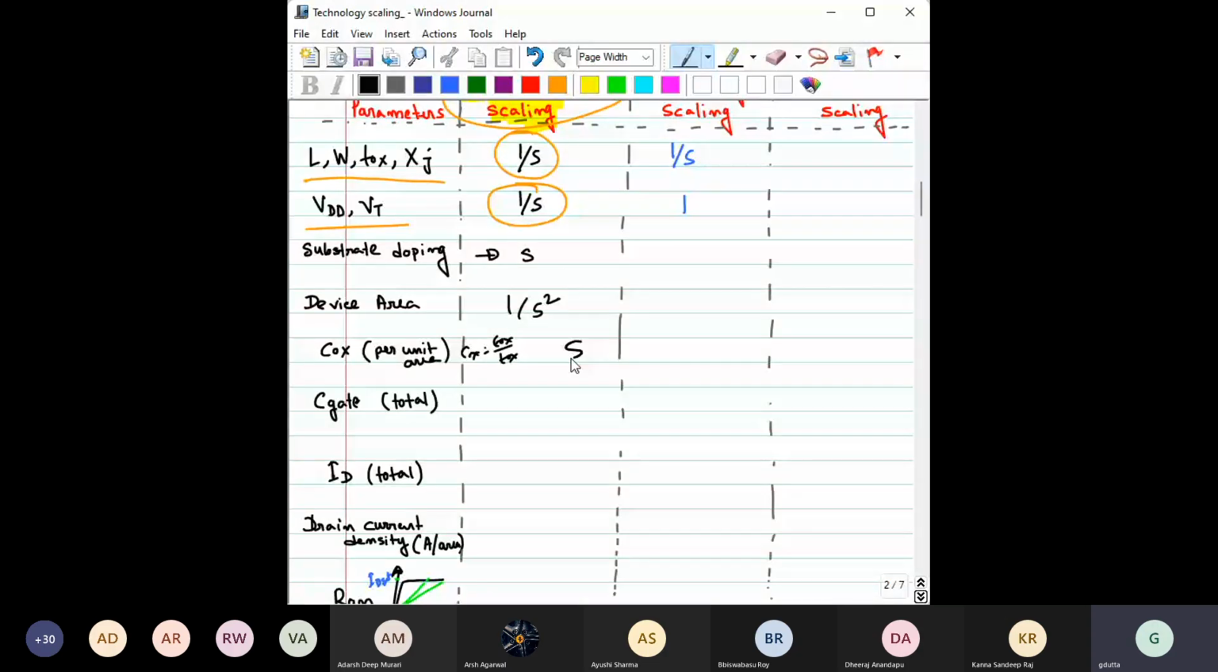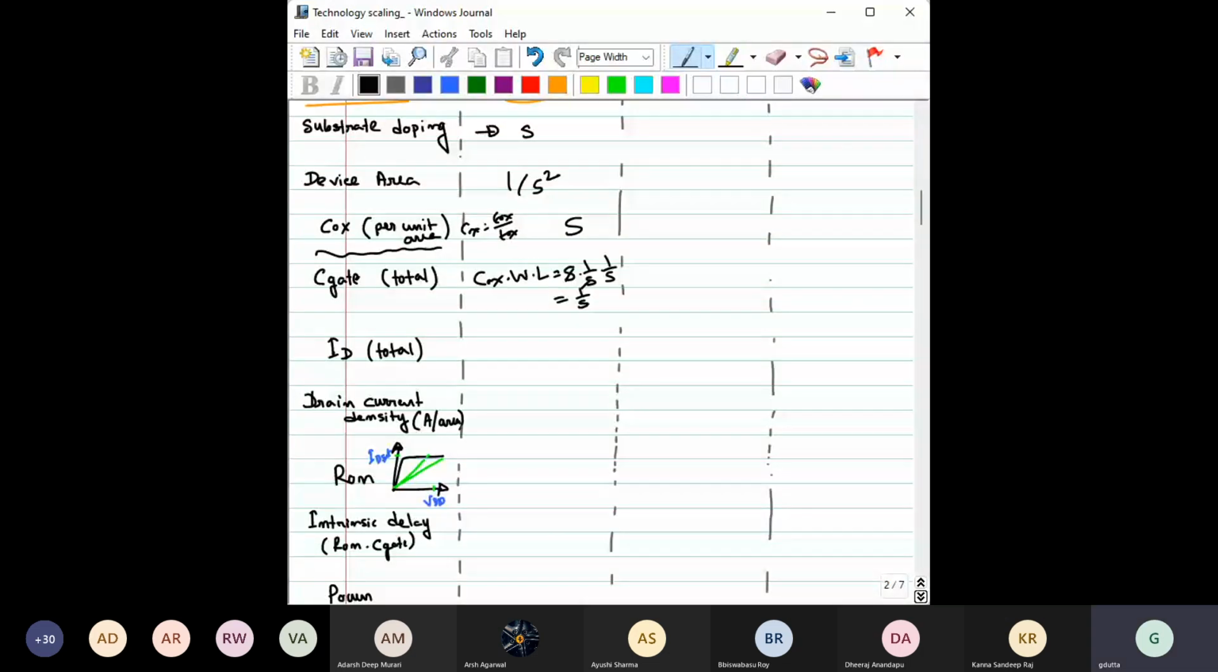Okay, what will happen to the total gate capacitance? It is Cox into area. Area is W into L, right? Cox is increased by S, and W and L will become 1 by S. So the total gate capacitance is actually reduced, right? But if you see the capacitance density per unit area, that is actually increasing, right? Okay. Now the next question is what will happen to the ID?